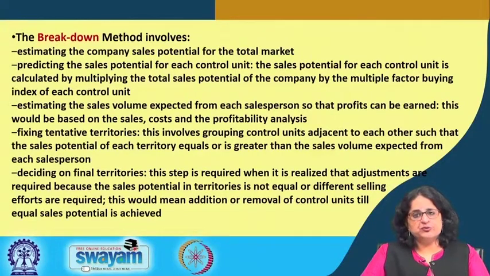tentative territories, which would mean that you are grouping control units adjacent to each other or adjoining each other in such a way that the sales potential of each territory equals to or is greater than the sales volume expected from each salesperson. So, you do that to see that the efforts of the salesperson do not go in vain. He has opportunity to sell more and he can actually manage to sell more.